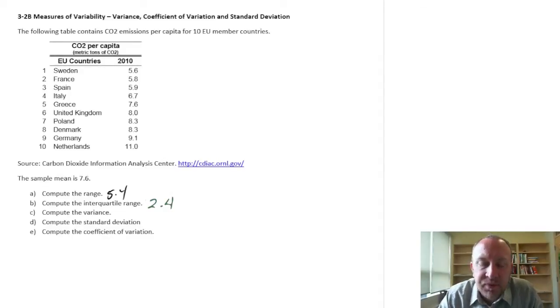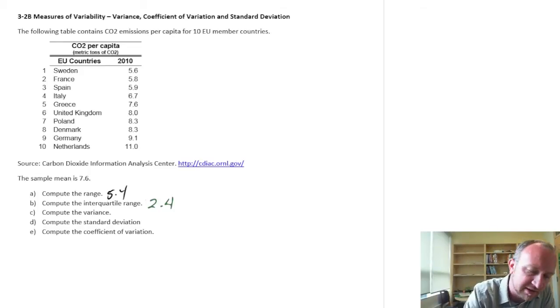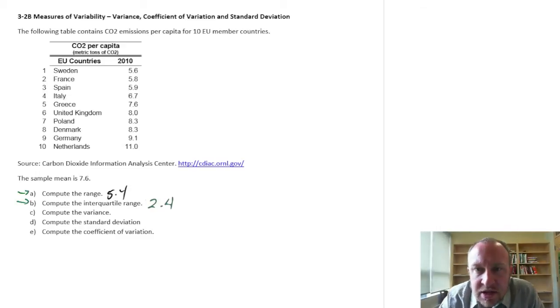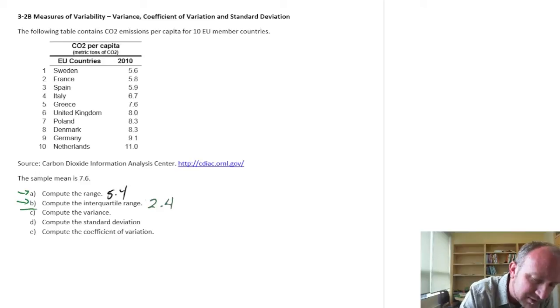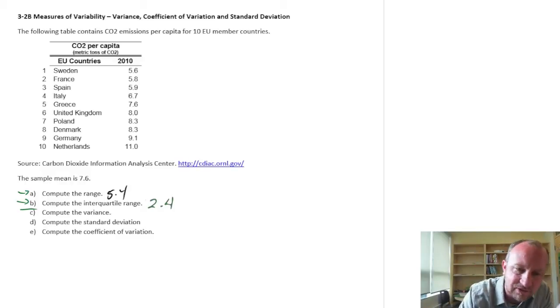Okay, welcome back. So in this problem 3.2b, we have already completed the first two sections. Parts A and B have been completed in a previous video. Now we're going to pick up right here and begin this computation of the variance. Now, the variance starts to get a little bit slow and tedious in the calculations just because of the nature of the formula that we need to use.